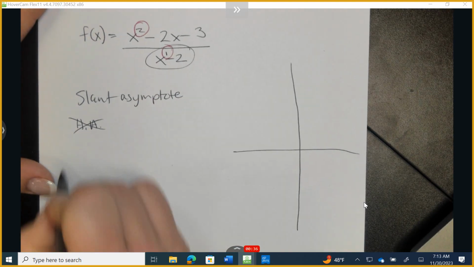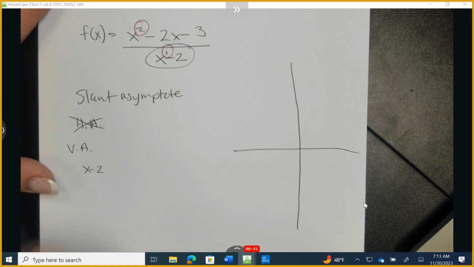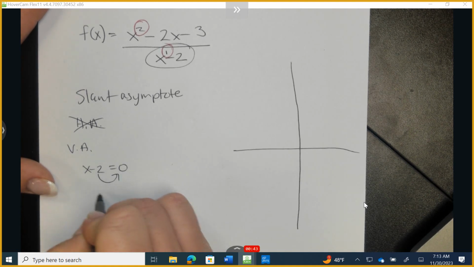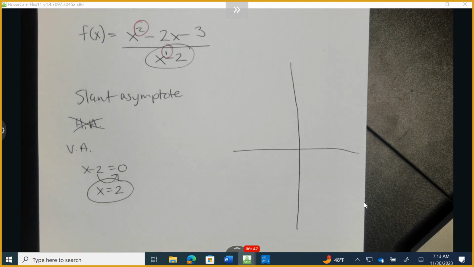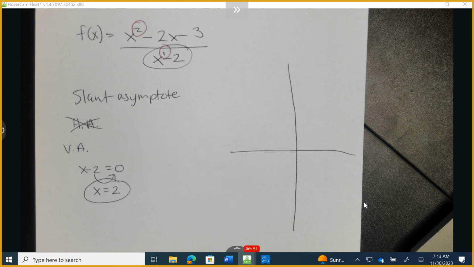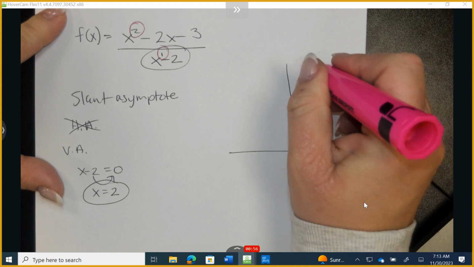Circle the bottom, please. We can determine the vertical asymptote by taking the denominator, if it has a variable. We set it equal to 0, and we solve. So x equals 2 is the equation of the vertical asymptote. Please go on your graph, on your paper, or on the desk, whatever you are using, go over to 2 and make a dotted line.